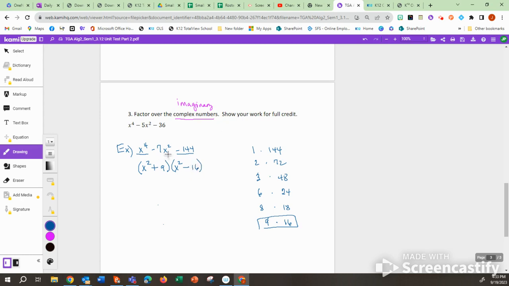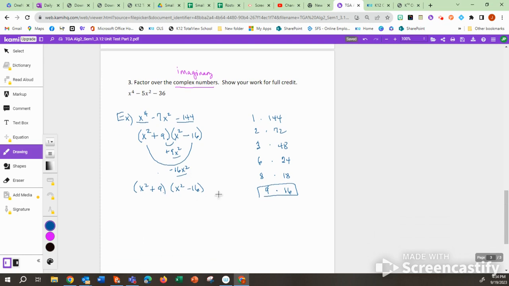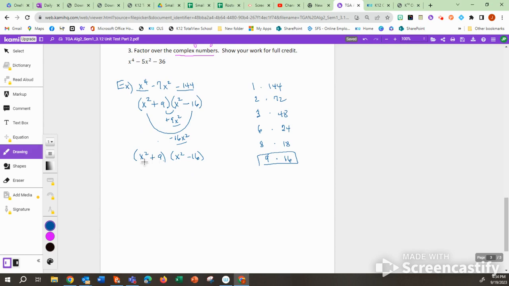And let me show you how we're going to get this negative 7. Remember, we multiply our inside terms. That's going to give me positive 9x squared. We multiply our outside terms. That's going to give me negative 16x squared. And then those two terms combine to be that negative 7x squared. Okay, now I'm just going to go ahead and write those factors down again, since I showed you how we know they multiply back together. So we're still factoring. We have these two factors: x squared plus 9 is the sum of squares, and x squared minus 16 is the difference of squares.